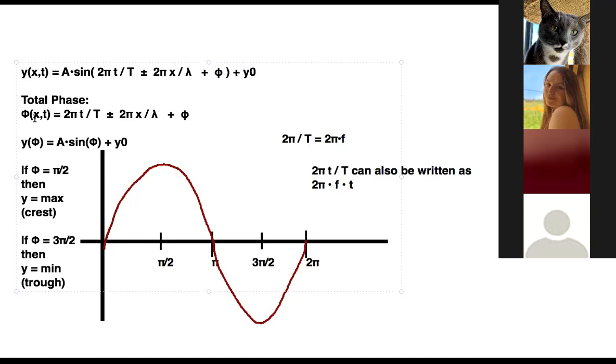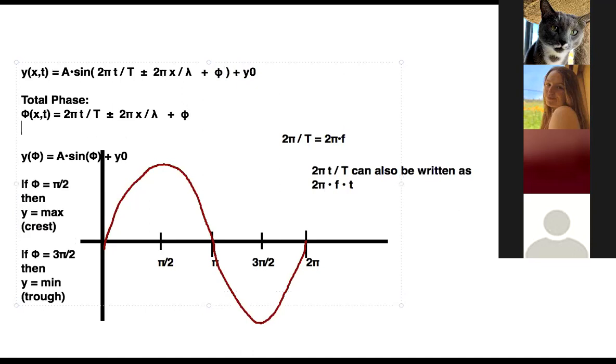if you take a look at total phase, so looking at this whole equation for total phase, if you actually plug in 0 for x and 0 for t, what do you get?